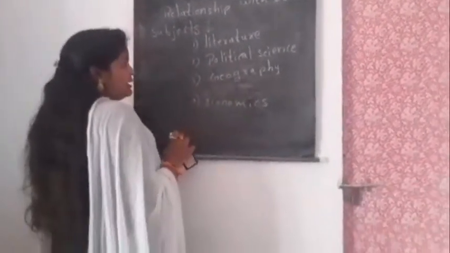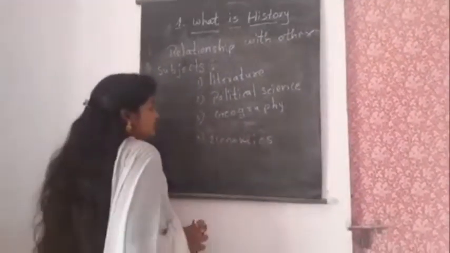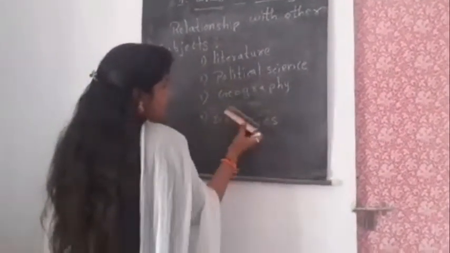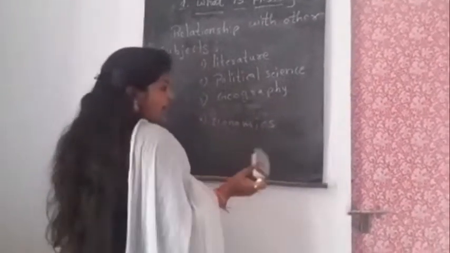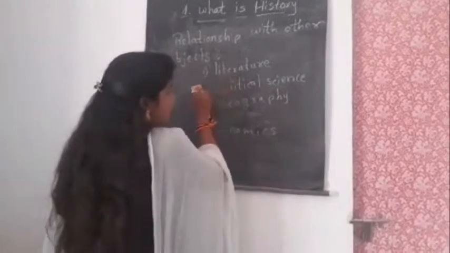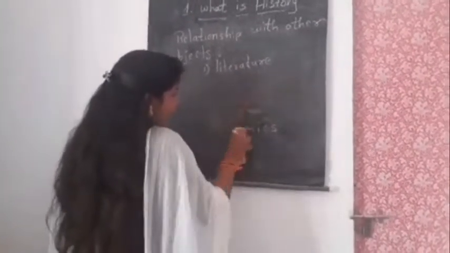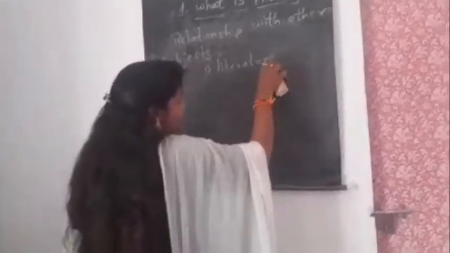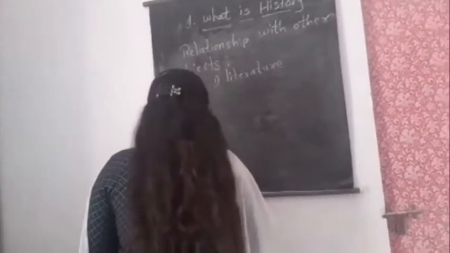Clear? Literature, and second political science, and third geography, and fourth economics. History and literature are hand in hand. Okay, hand in hand. What is history and what is literature?